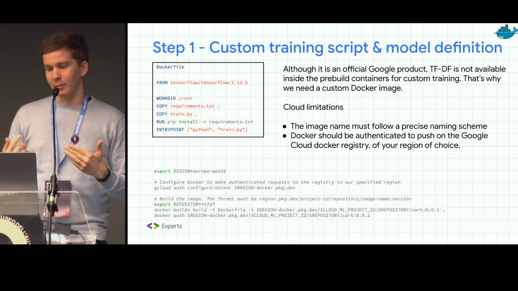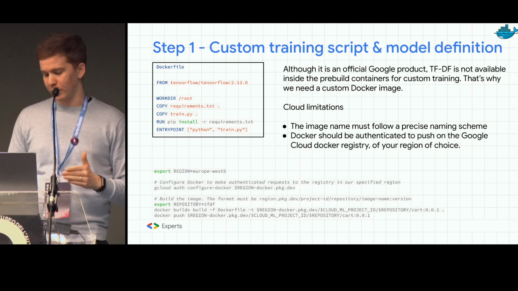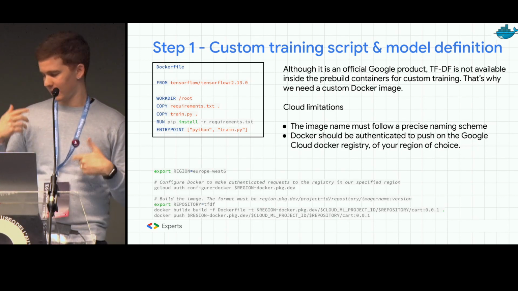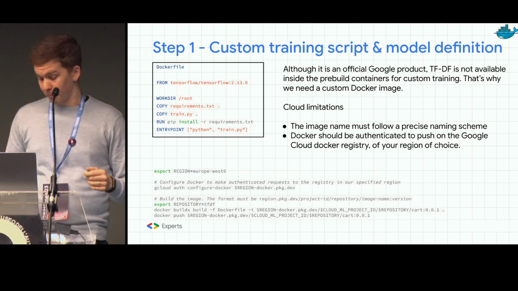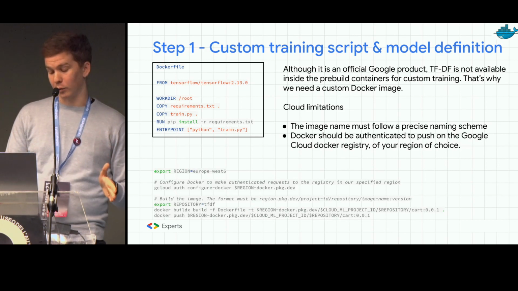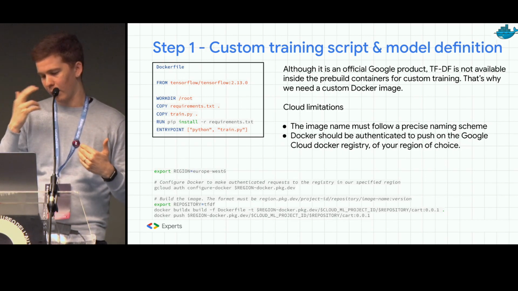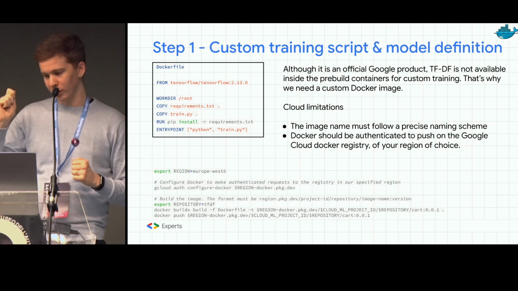There are several limitations when working with the cloud. The name of the image that you are going to upload must match a specific syntax that is well documented, at least. And potentially, we can also use this model locally. But anyway, we are going to authorize, so we are going to log in to the Google Cloud storage for our containers. Then we are going to build the container, and we are going to push it on the repository.